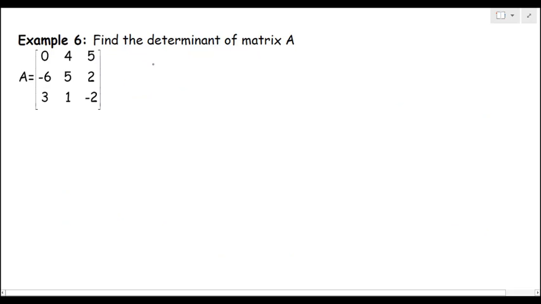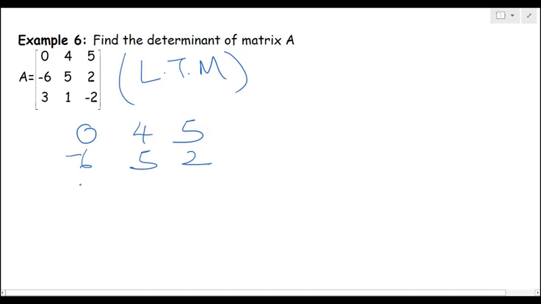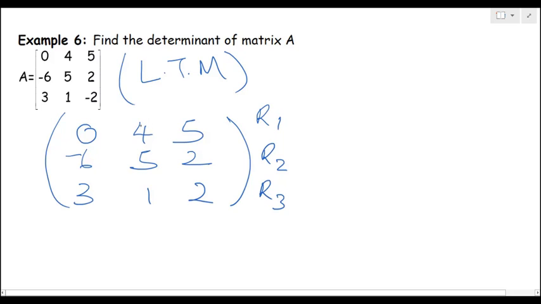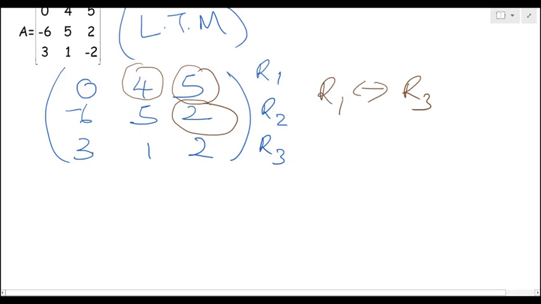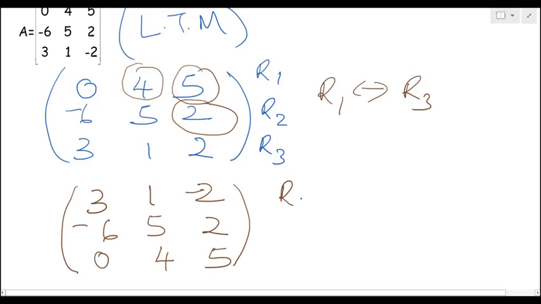For this case, let us use a lower triangular matrix. Consider our matrix 0, 4, 5, minus 6, 5, 2, 3, 1, 2. This is row number 1, row number 2, row number 3. Our aim this time is to make this value 0, this value 0, and this value 0. So the first thing we are going to do is interchange row number 1 with row number 3. Our new matrix will be 3, 1, 2, minus 6, 5, 2, 0, 4, 5. The new row 1 will be equal to the current row 1 plus row 2.